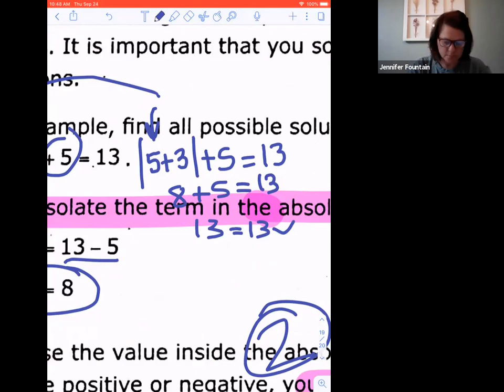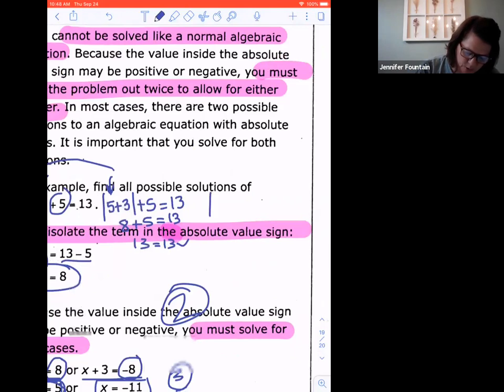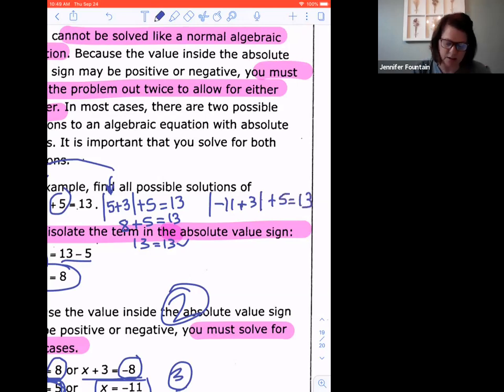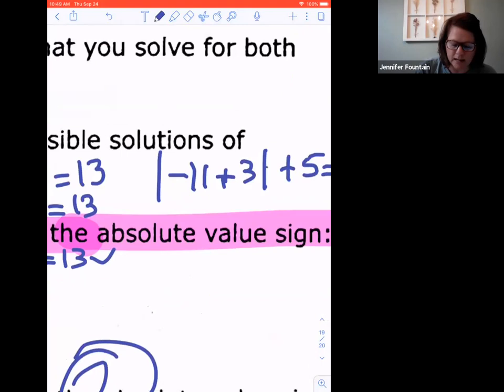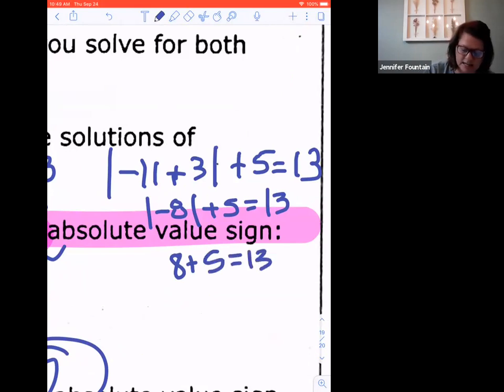Okay? Now I'm going to plug it in with that negative 11. Same thing, absolute value of negative 11 plus 3, plus 5 equals 13. So negative 11 plus 3, I would have the absolute value of negative 8 plus 5 equals 13. Well, the absolute value of negative 8 is positive 8. And 8 plus 5 equals 13. So 13 equals 13. Okay?